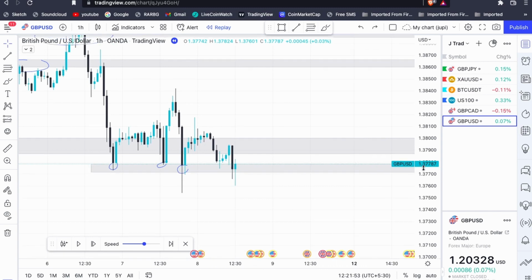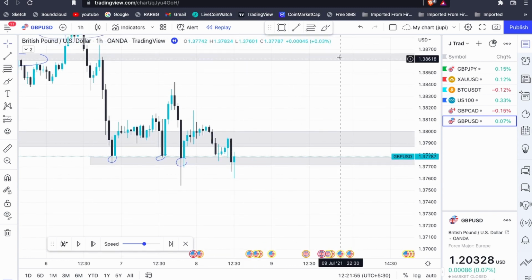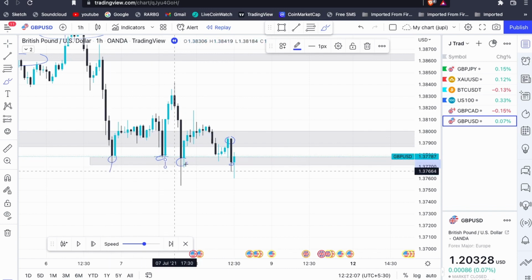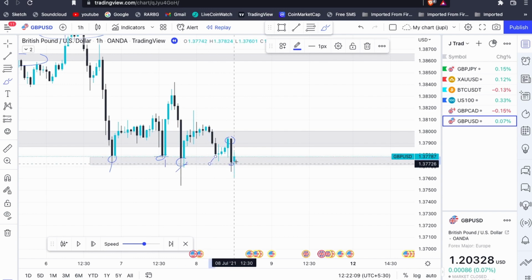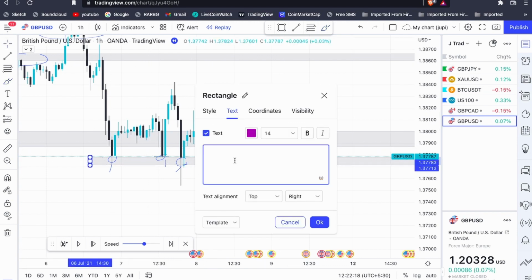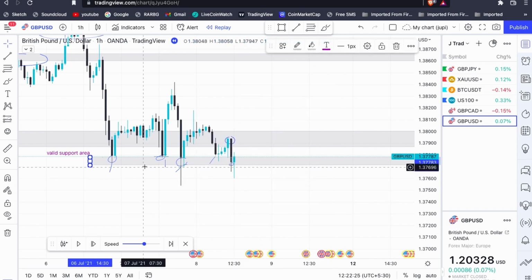Okay, so you see this, right? Again it got rejected from this zone. We have a wick from this support area. You see, it's supporting here multiple times. It has supported 1, 2, 3, 4 times, no, 5 times. So 5 times it has supported. This means this area is valid. Let's add a note over there. Actually, I'm gonna put it's a valid support area. So that area is valid support area for us.